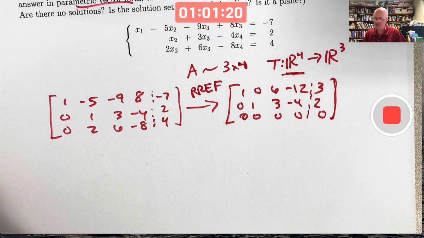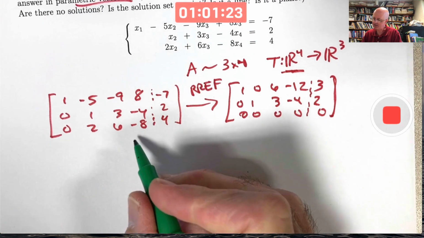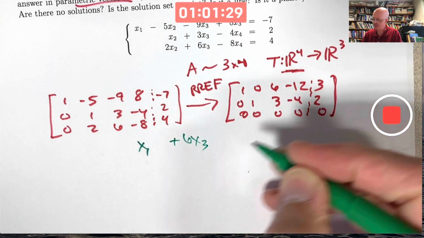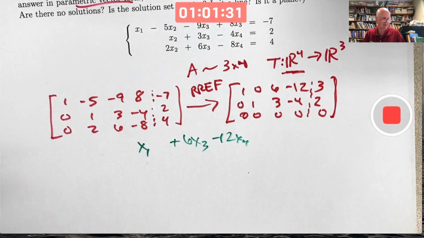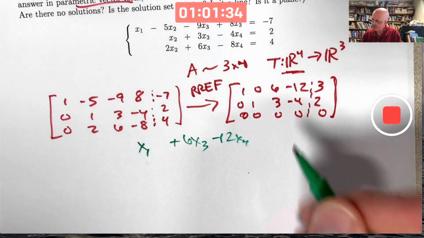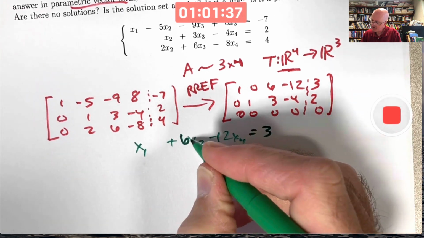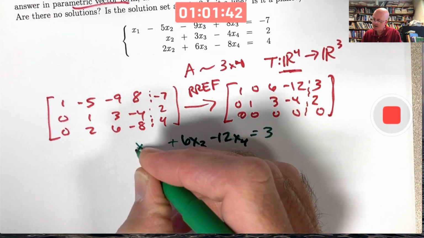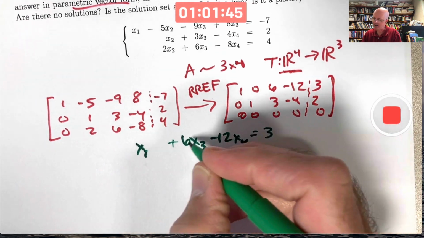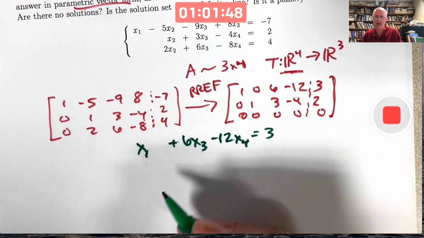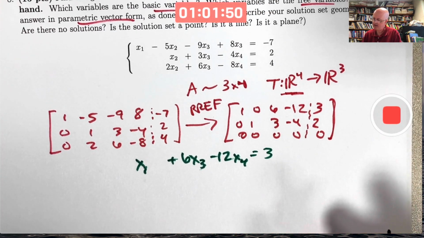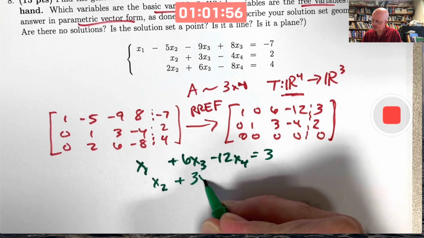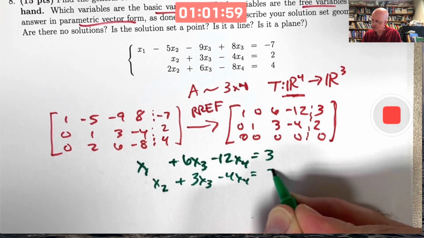It's a matter of, once again, being careful to write the corresponding system of equations down here. x1 plus 6x3 minus 12x4 equals 3. And by the way, because this is a non-homogeneous system, if this is a line or a plane, I don't remember if I said the wrong thing a minute ago, it's not going to be through the origin, actually. And then the second row is x2 plus 3x3 minus 4x4 equals 2.